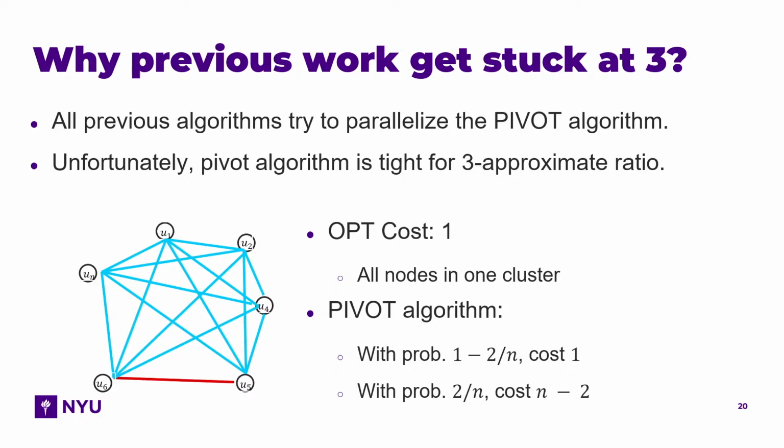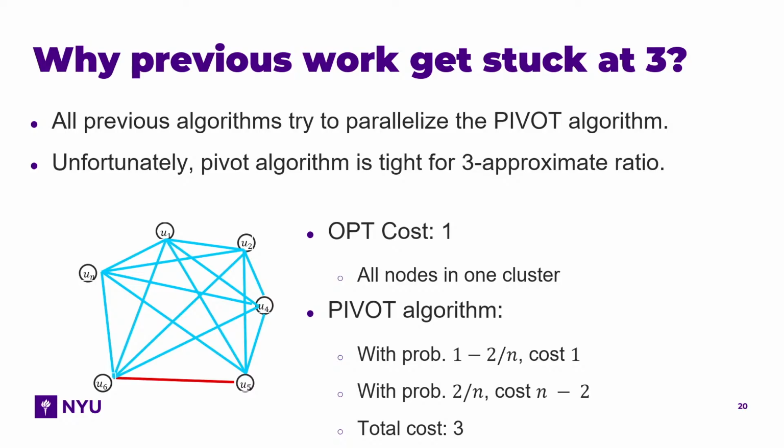So it's roughly n. Which means with high probability, with almost 1 probability, we will have a cost of 1. With only 2 over n probability, we will have a cost of n. So in expectation, the total cost is 3. So in this example, the optimal cost is just 1.